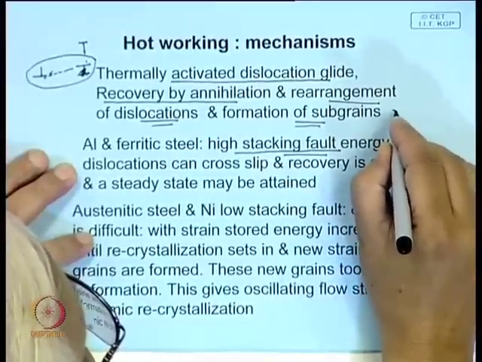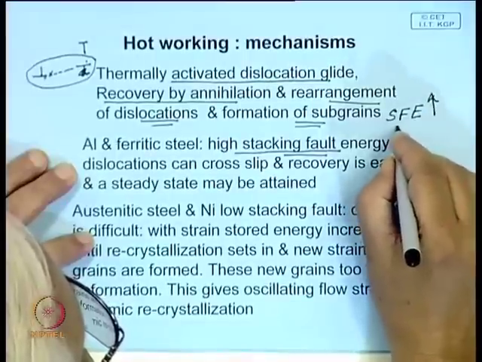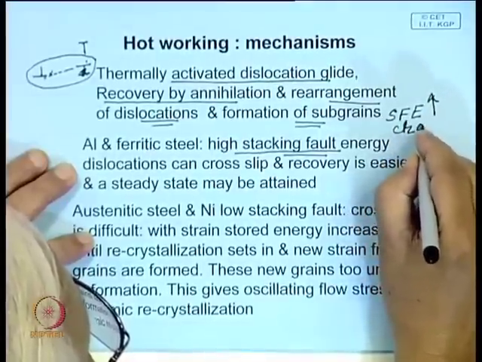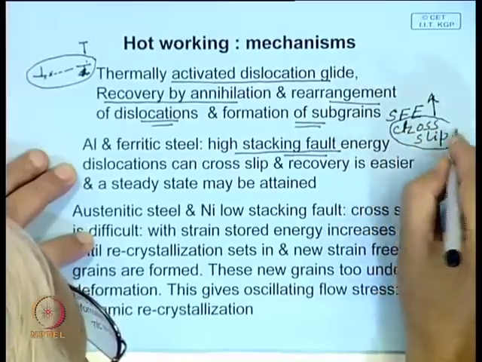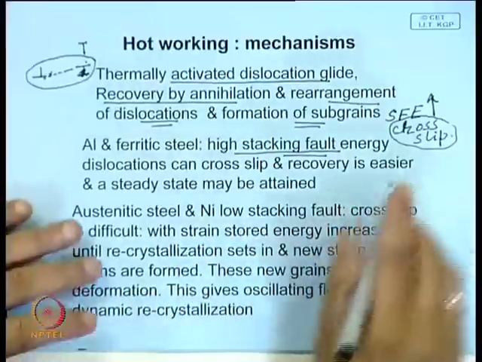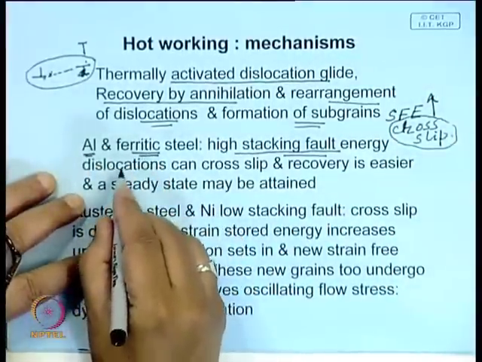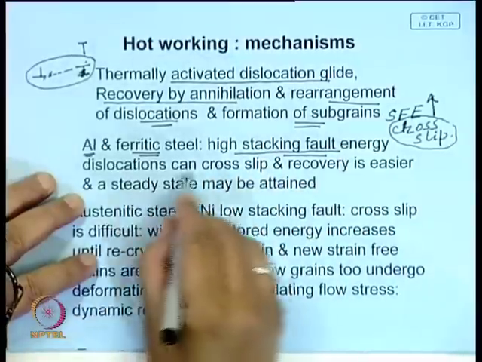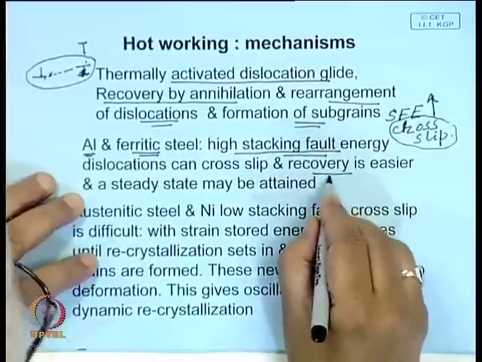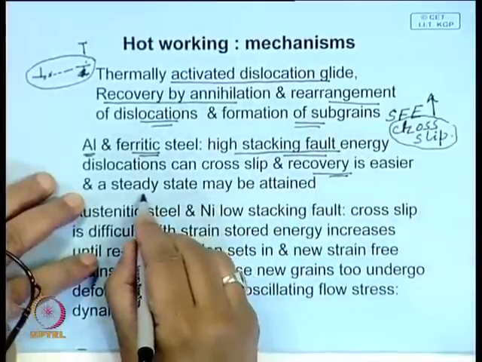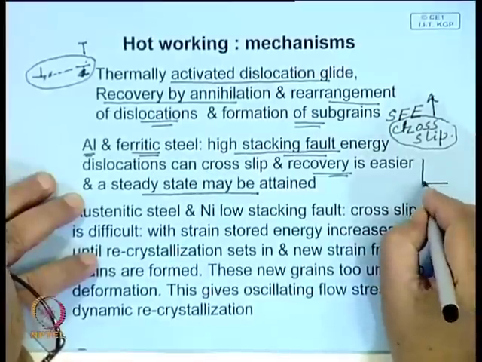If the stacking fault energy, gamma, is high, in that case cross slip takes place, and this leads to the formation of a nice well-knit dislocation network. So, aluminum and ferritic steel are that type of material where stacking fault energy is high. So, here dislocations cross slip, and this type of strain softening is easier, recovery is easier, and a steady state may be attained. So, here you will have this kind of flow stress behavior.